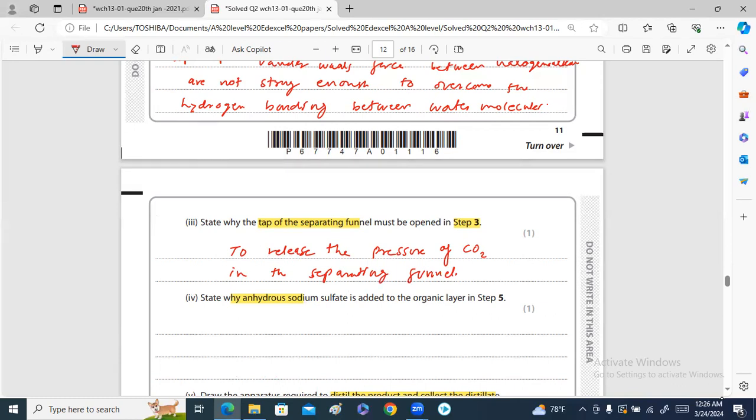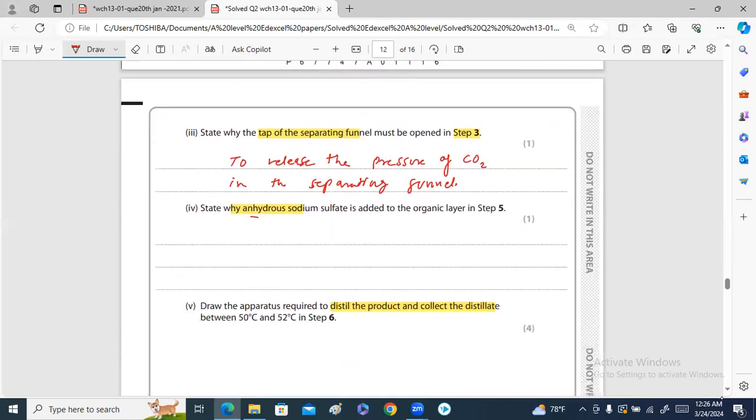State why anhydrous sodium sulfate is added. Anhydrous sodium sulfate absorbs water to become hydrated. So anhydrous compounds are generally used as a drying agent. Anhydrous sodium sulfate and calcium chloride are used as drying agents, or to remove water.